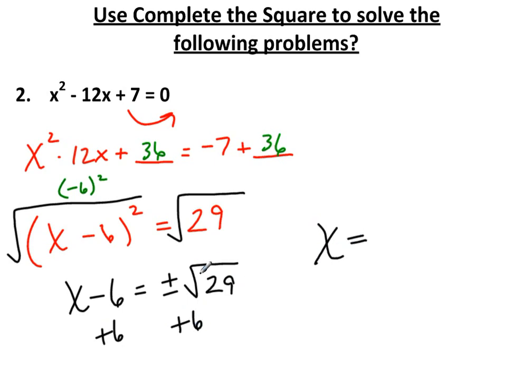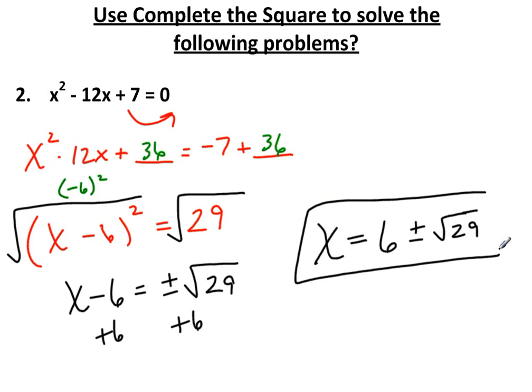Because these are not like terms, I can't combine them. So I'm just going to write 6 plus or minus root 29. And it's pretty standard to put the plus or minus in the middle, so we always put the radical at the end and our constant in the front.